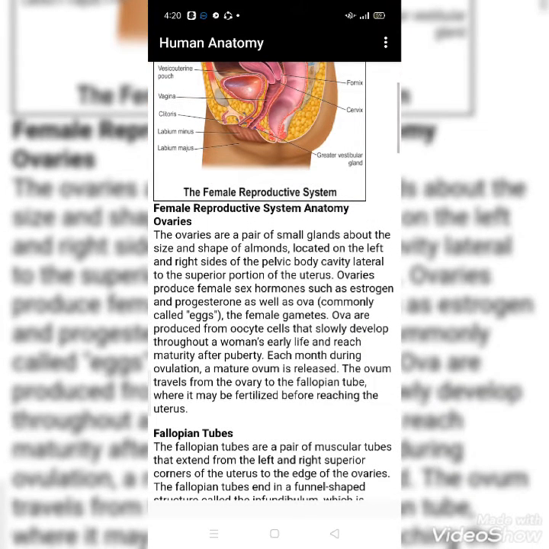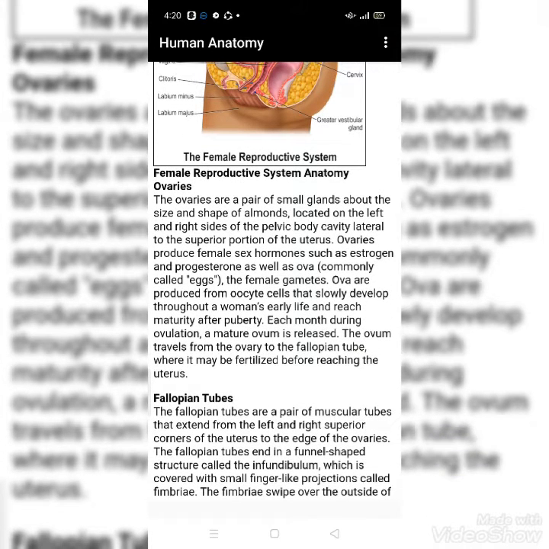So what is the female reproductive system? Female reproductive system anatomy: ovaries. The ovaries are a pair of small glands about the size and shape of an almond, located on the left and right side of the pelvic body cavity, lateral to the superior portion of the uterus. Ovaries produce female sex hormones such as estrogen and progesterone as well as ova, commonly called eggs.